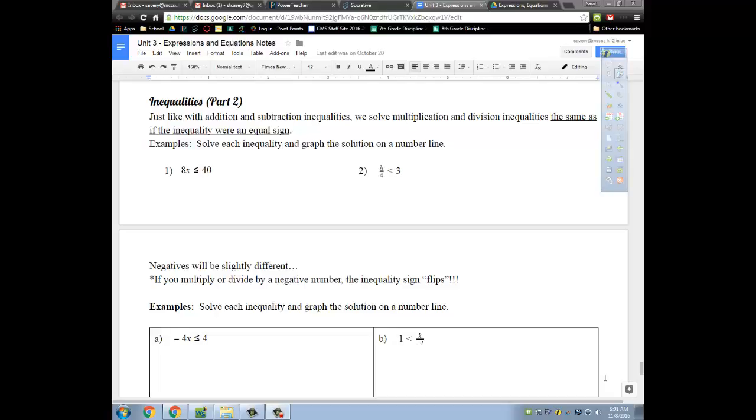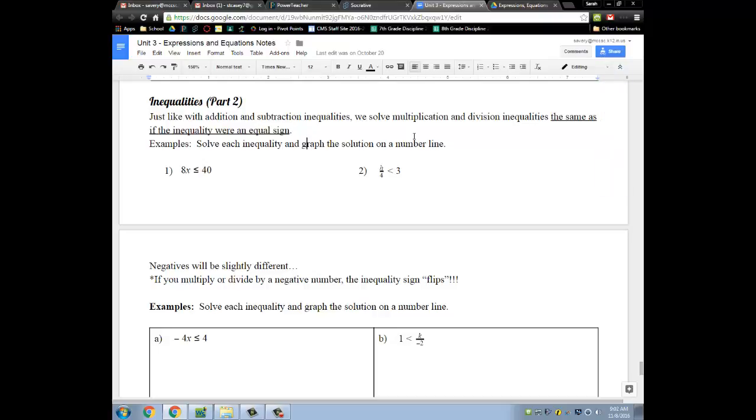Okay, today we're going to be doing inequalities where we're going to focus on multiplication and division, and then we're going to get into two-step inequalities. So we're going to be solving it basically the same way we have. There's just going to be one difference if we're multiplying or dividing by a negative. So we'll get to that here in a moment.